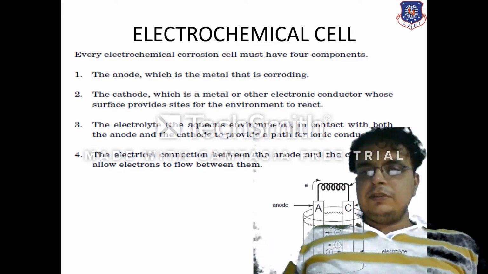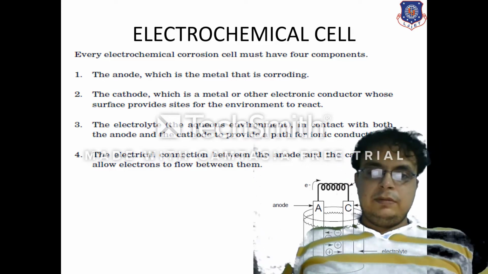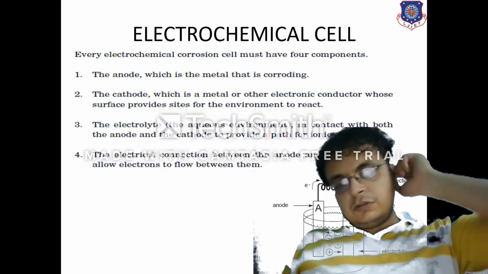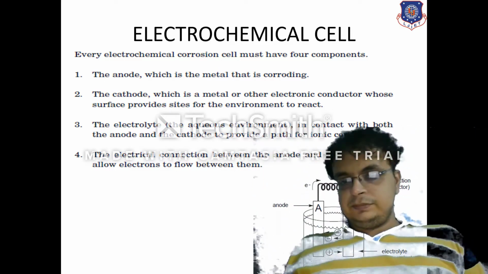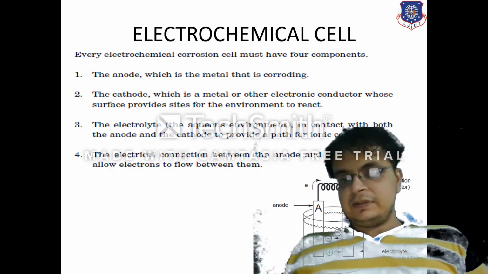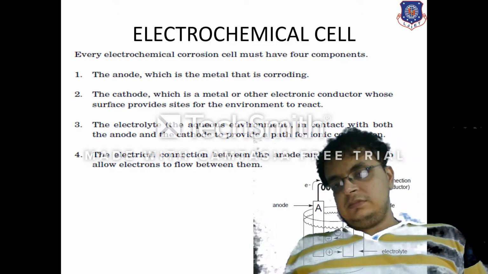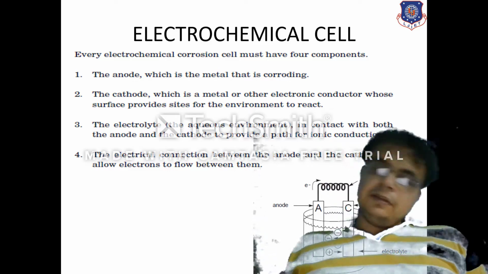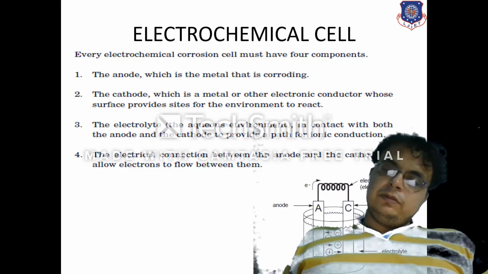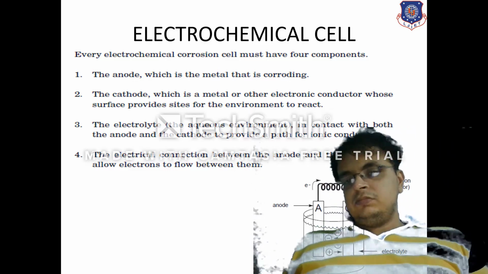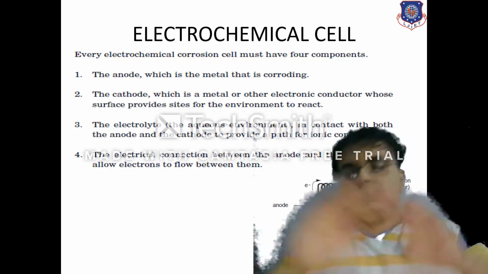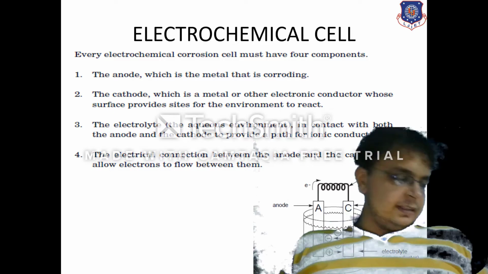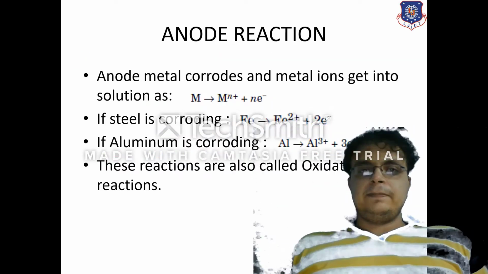The electrochemical reaction between the anode and the cathode allows electrons to flow through them. So in the electrolyte, the ions will flow. We have the anode, we have the cathode. Negative ions will move from anode to cathode, and positive ions will move from cathode to anode. The whole transfer will take place in the electrochemical cell.